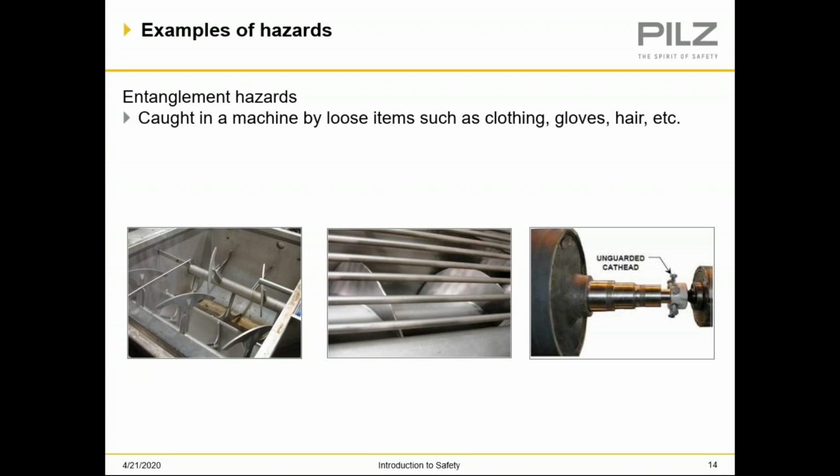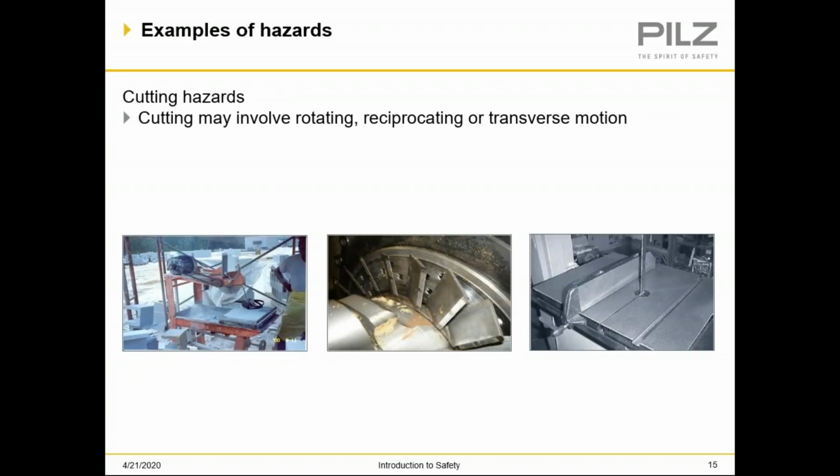Entanglement: you can see every one of these has a good opportunity to catch you, catch your sleeve, catch your glove. Even these bolt heads on the spindle you wouldn't think of, but that would definitely catch you. Cutting hazards, like I said, can be rotary or reciprocating, like a bandsaw. There's a real good place to lose a finger as well.